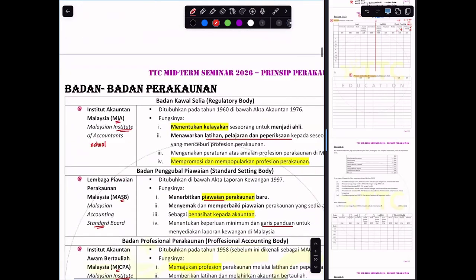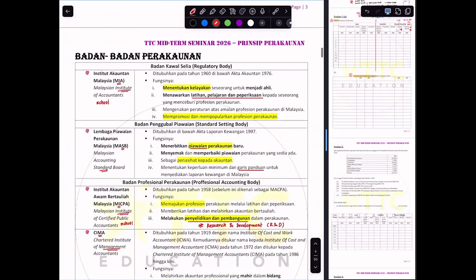Okay, then the next page. This one, accounting bodies (badan-badan perakaunan). What's the organisation? What's the job of the organisation? You want to memorize, right? You don't need to, just recognize the job by using the keyword from the short form name. Because it also comes up in objective questions only.